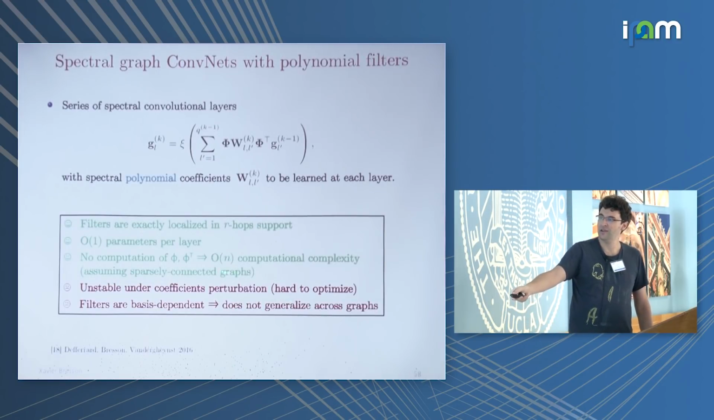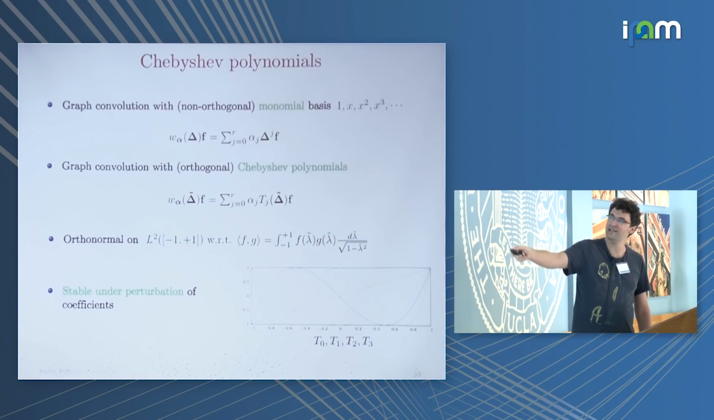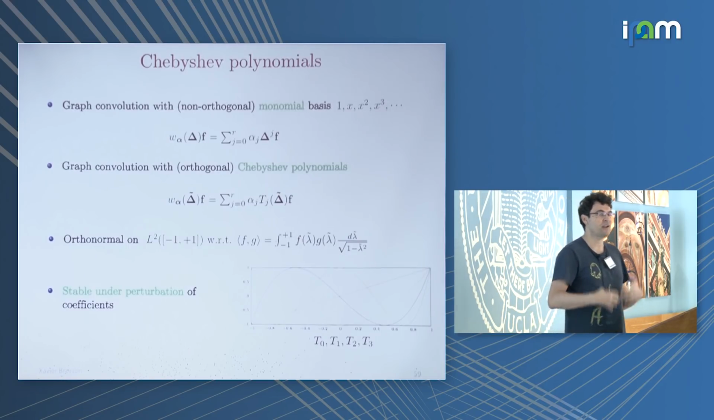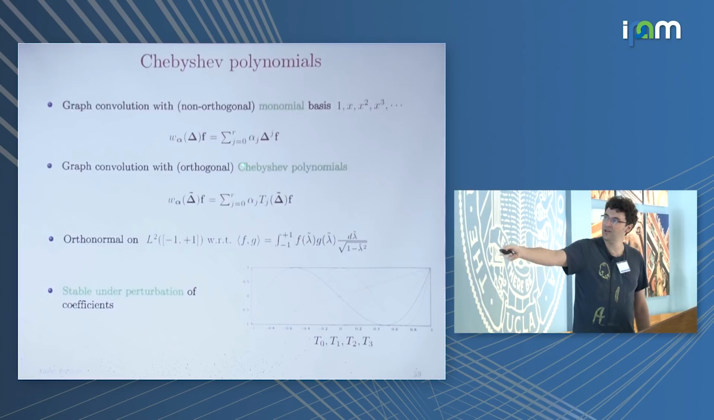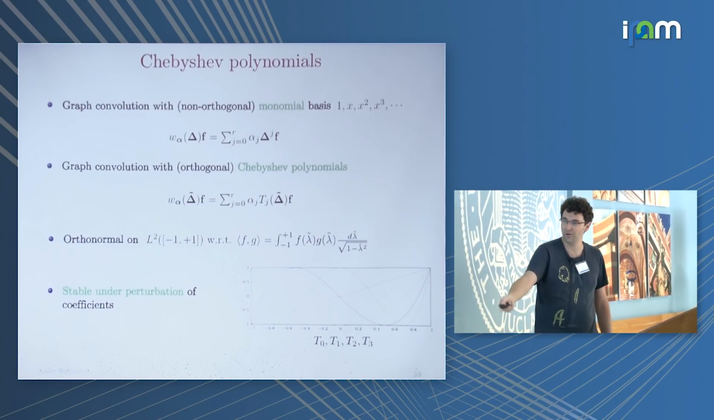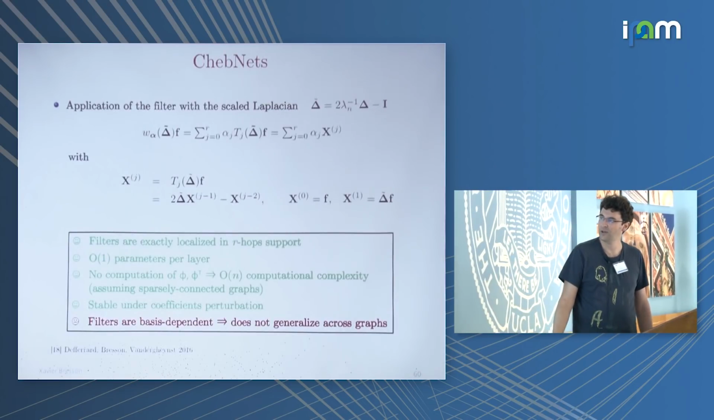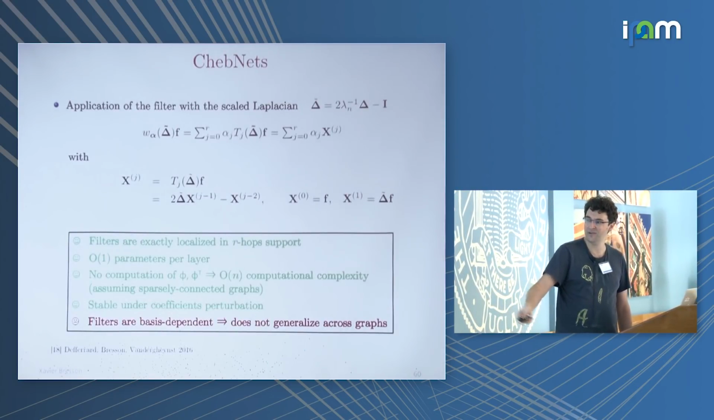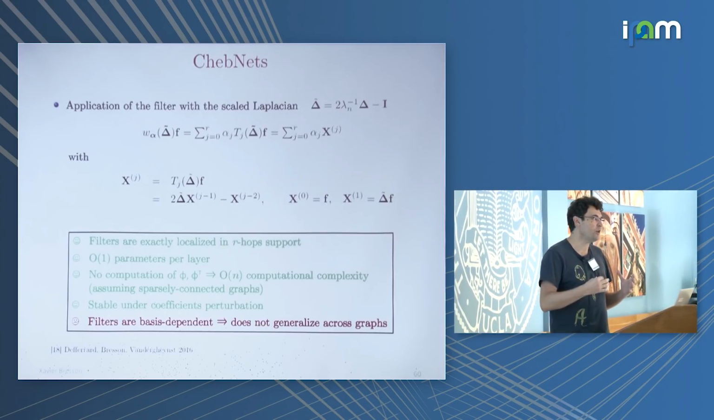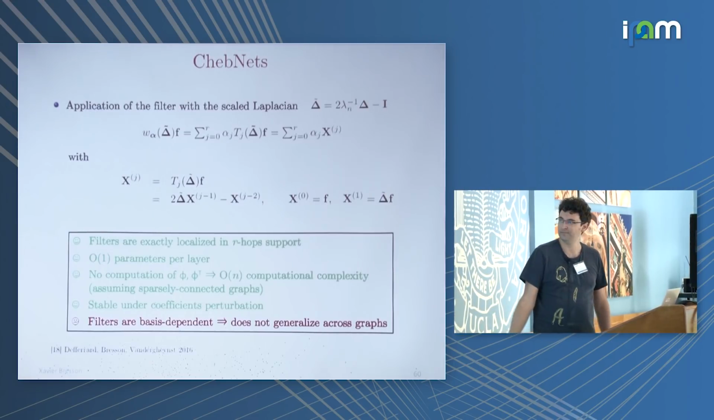Now we still have this issue that this monomial basis is actually not orthogonal. It means that during the learning, if we change one coefficient, it is going to affect all the other coefficients. So we need an orthogonal basis. There are different options. Here we chose Chebyshev polynomials, which are orthogonal and which are stable under perturbation. We still need to fix one thing, and this will be the last part of the talk: you cannot transfer what you learn from one graph to a different one.